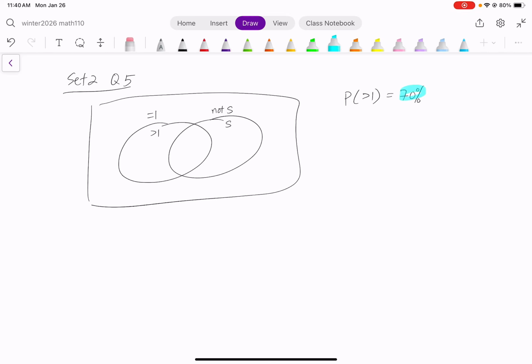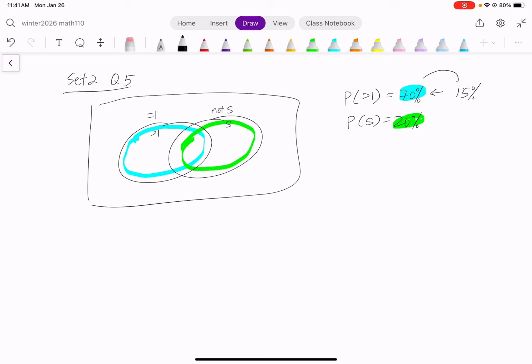If I have to use a color for 70%, that really represents this whole circle. And 20% insure a sports car, so the probability it's a sports car is 20%. If I have to use a color, a green, this whole circle is green. And of all those who insure more than one car, 15% insure a sports car. What that means is, within this 70%, 15% of them are sports cars.